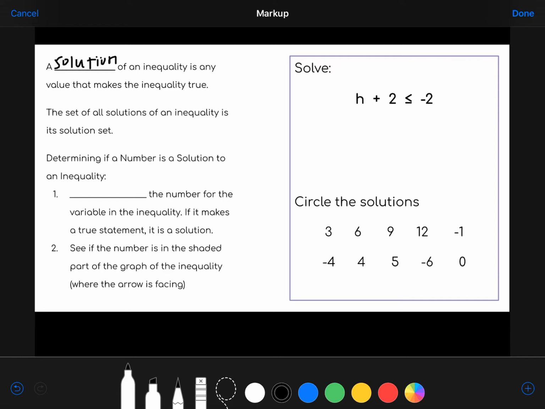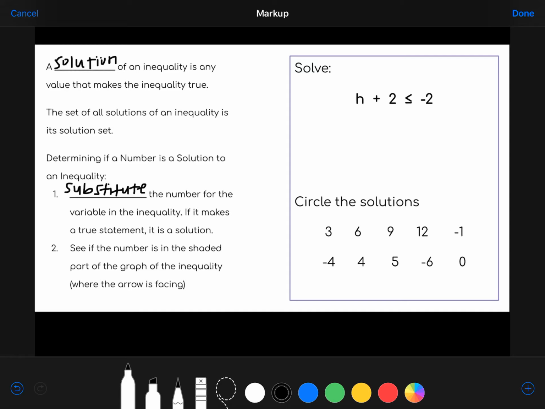So you can either substitute the number for the variable in the inequality. If it makes a true statement, it's a solution. Or you can see if the number is in the shaded part of a graph of the inequality, so the direction that the arrow is facing. So I'm going to show you both ways.